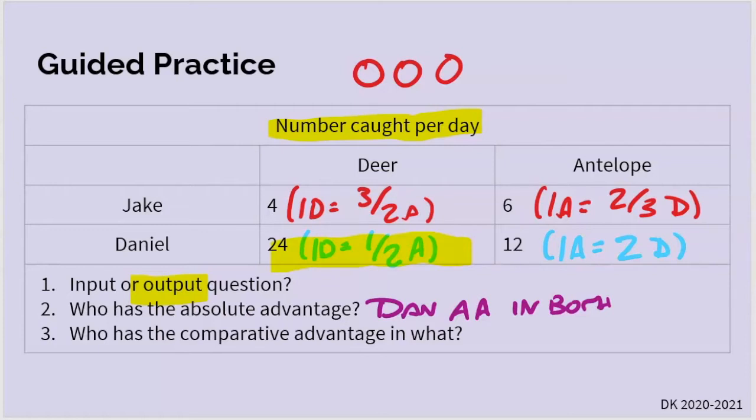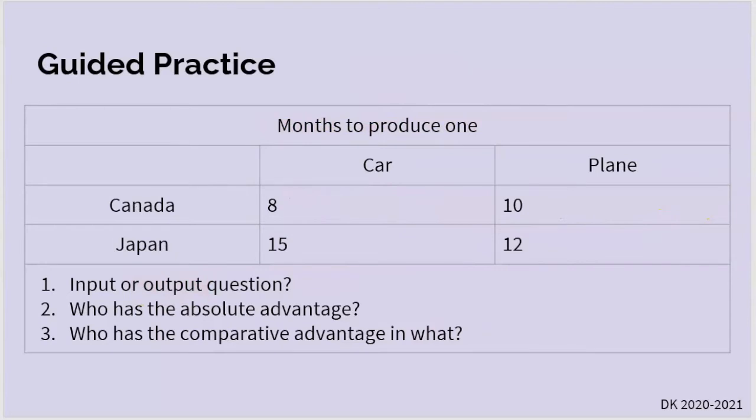For antelopes, Jake, for every antelope, is giving up 2/3 of a deer. Daniel, for every antelope, is giving up 2 deer. So 2/3 is less than 2, and Jake has the comparative advantage in the production of antelopes. This means Daniel should only be catching deer, Jake should only be catching antelopes, and then they should trade with each other. We're going to get into the terms of trade later on in this video. All right, so one more practice together.